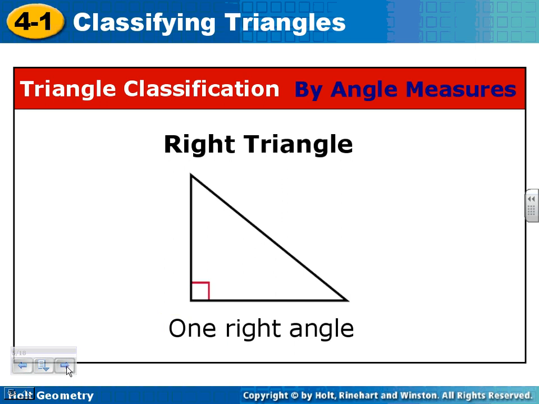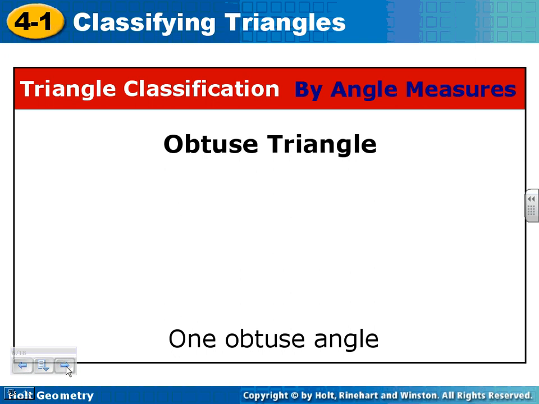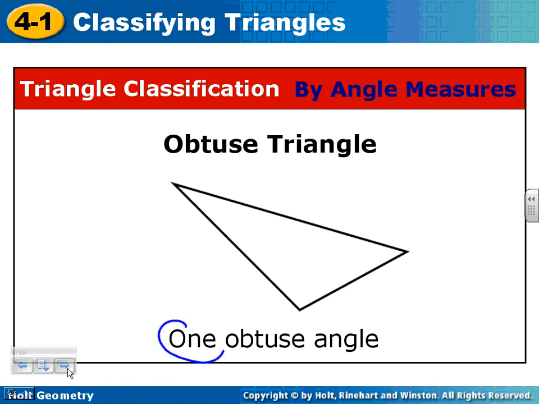A third one is obtuse. Notice again, it just has 1 obtuse angle. Again, because it would be impossible to have 2 obtuse angles in a triangle. So those vocabulary words are acute, equiangular, right, and obtuse. So let's try some examples.